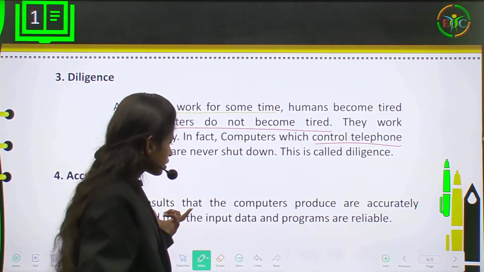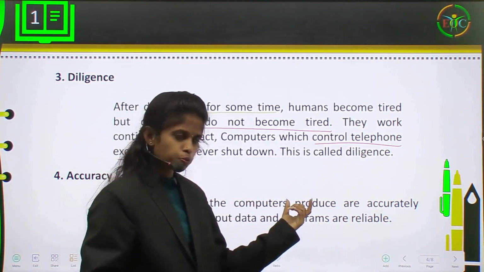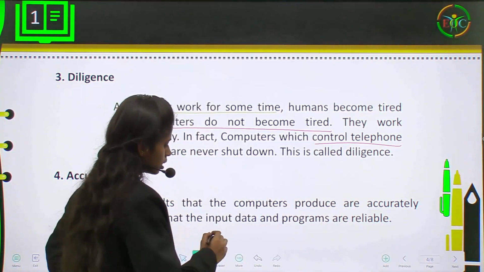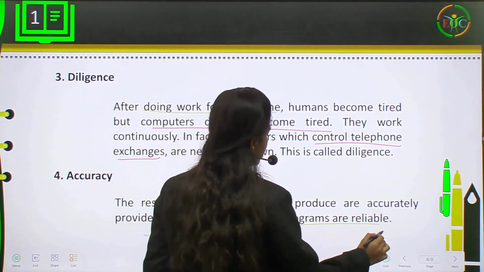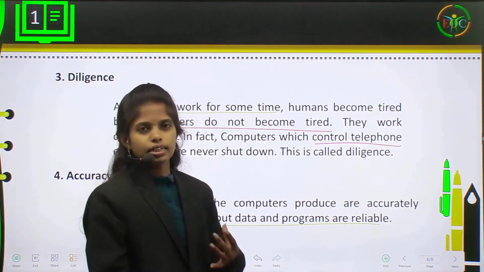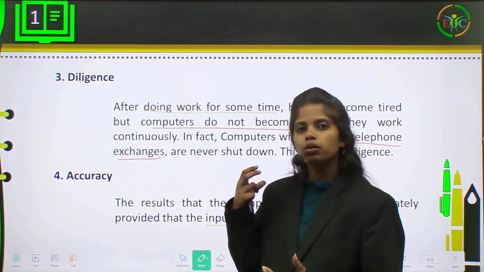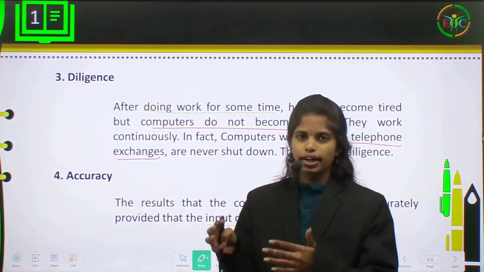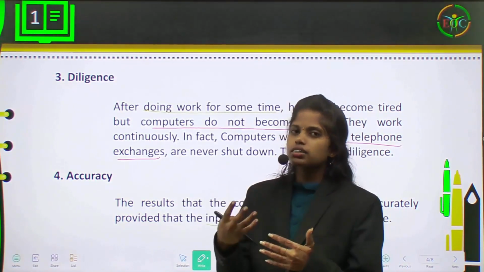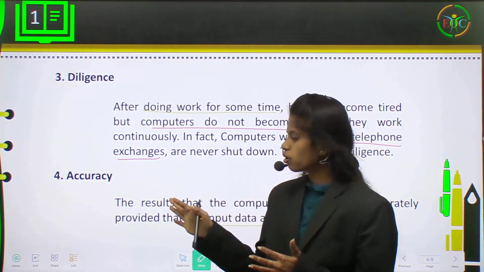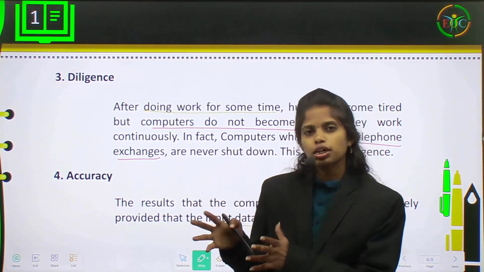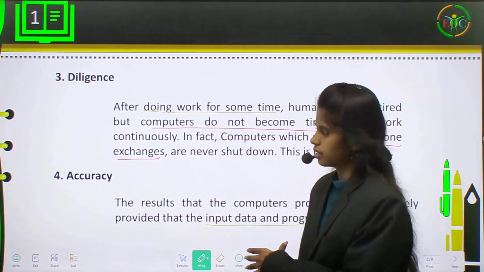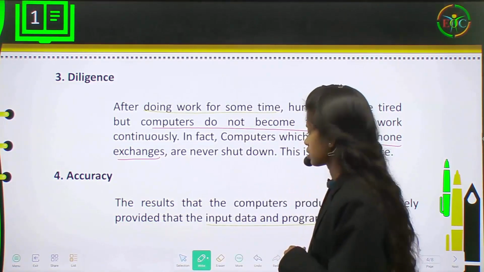The results that the computers produce are accurate, provided that the input data and the programs are reliable. The computer will always provide the correct output for the programs that you write, or for the task that you give to the computer. It performs the work in such a manner that you will have an accurate result at the end. This is about characteristics.